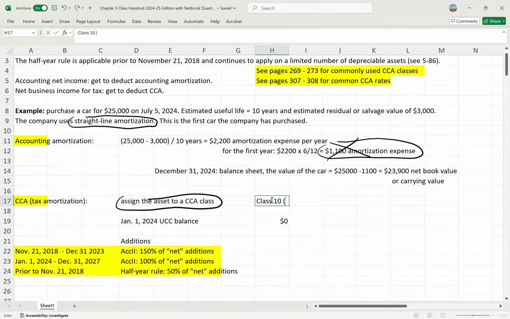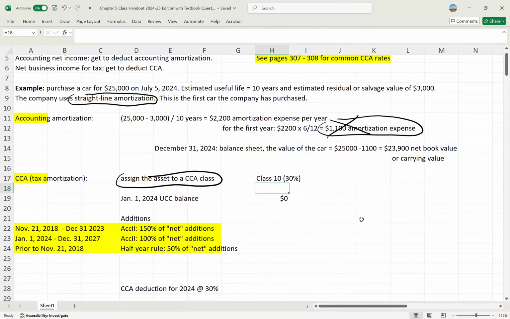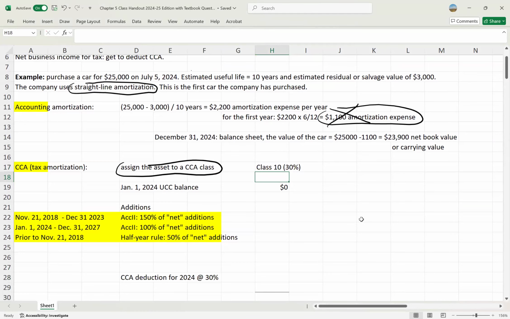And we know that the rate is going to be 30%. And we set up this CCA schedule for class 10. Now, a CCA schedule always starts off with a balance at the beginning of the year. Now, in this case, this was the first car that the company purchased. So they didn't have anything in class 10 prior to that. So the opening balance for this class 10 is going to be 0.